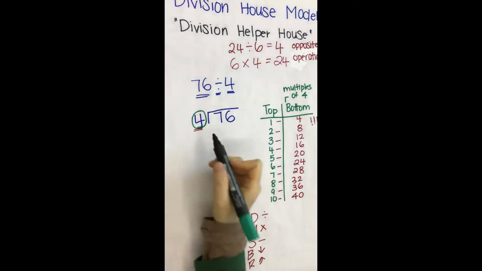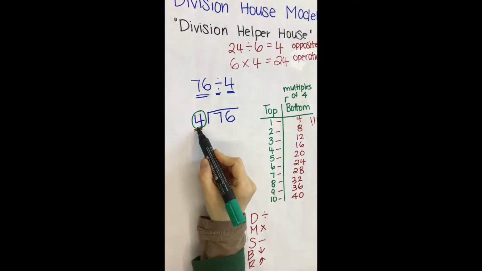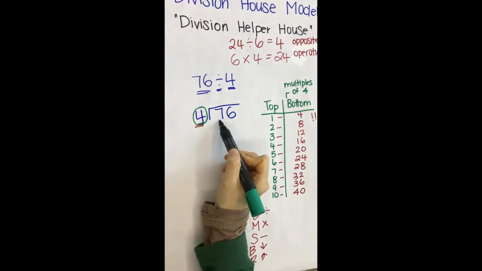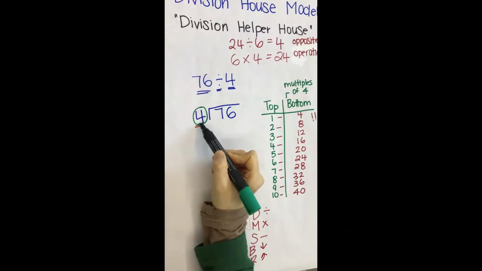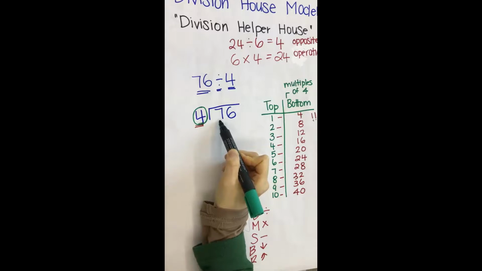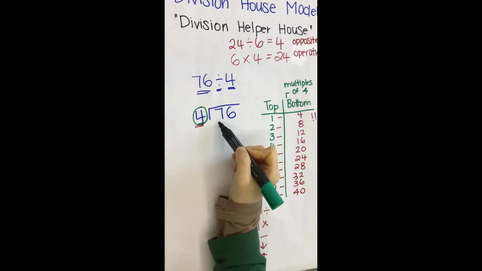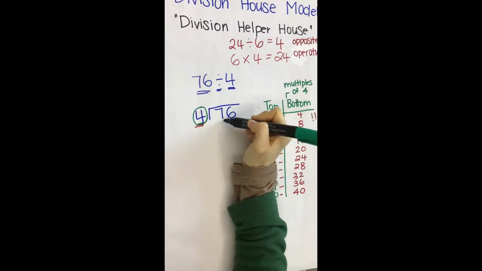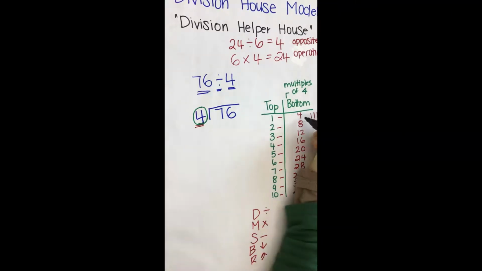So I'm going to go back over here and I need to have my 4. How many times can my 4 go into 7? How many 4s can I make that is closer to 7? So I am going to go to my bottom list and find a number that is closest to 7, but we cannot go over. Here's 4, here's 8, but remember what I said, we cannot go over. So I know that the closest is 4. This is the number that I put on the bottom.